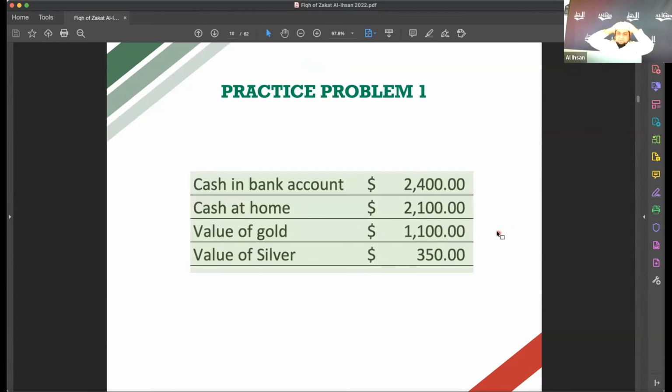Okay, that brings us to our first practice problem. It's also in the notes for those of you who have them in front of you. Try to do this calculation. It's a simple one. Someone has these amounts of wealth. How much zakat do they have to pay? Take a few minutes, do the calculations, see what number you come up with.